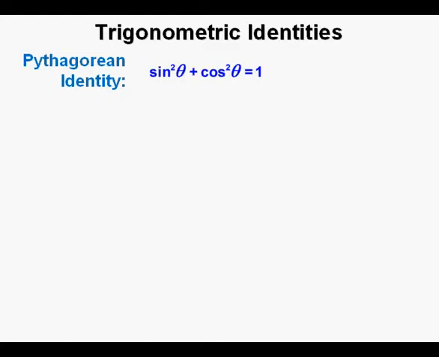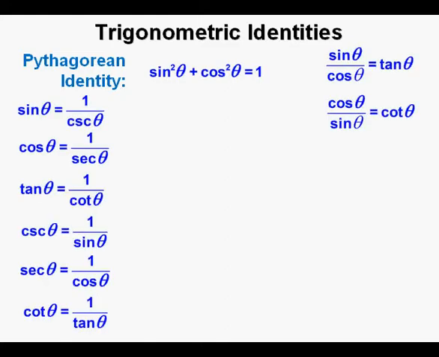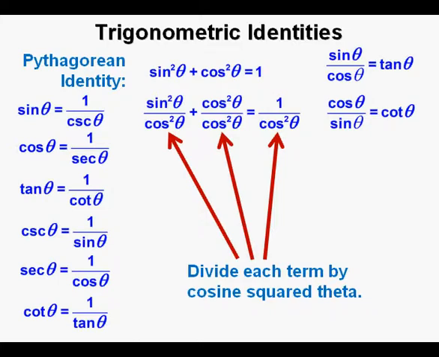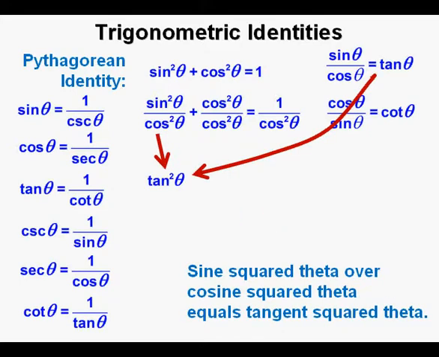And to help us develop new identities, we'll access the reciprocal identities here at the left, along with the tangent and cotangent identities at the upper right. Let's divide the Pythagorean identity by cosine squared theta. Sine over cosine is opposite over adjacent, or tangent, and we developed this with our tangent identity earlier. So this first term, sine squared theta over cosine squared theta, equals tangent squared theta.